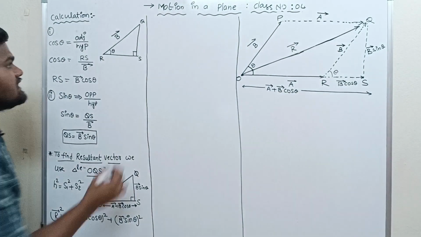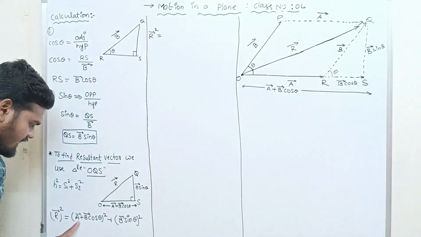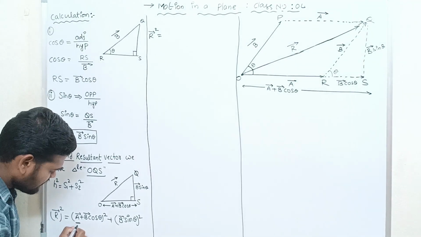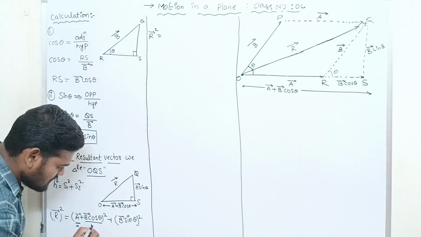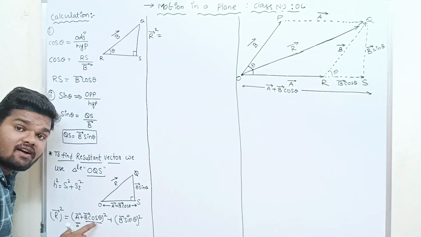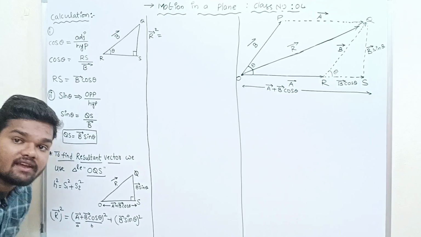So R bar square is equal to A plus B whole square. At the place of A, we have capital A, and at the place of small b, we have B bar cos theta. A plus B whole square is A square plus B square plus 2AB.